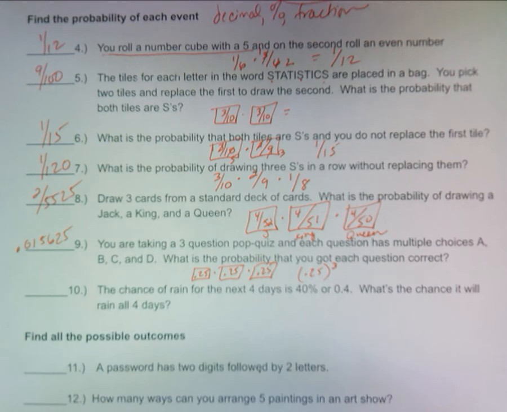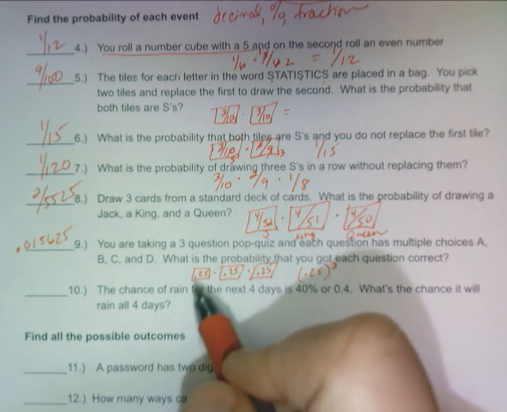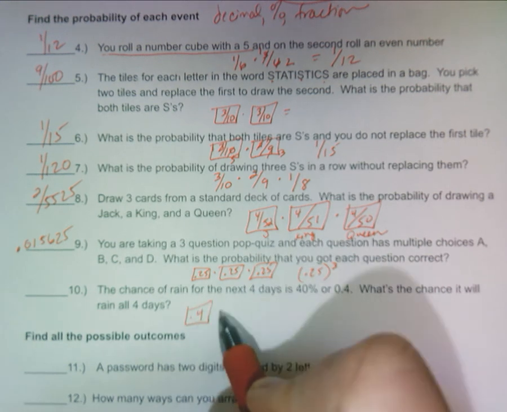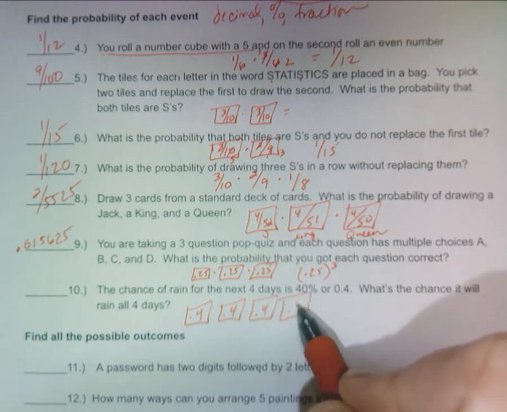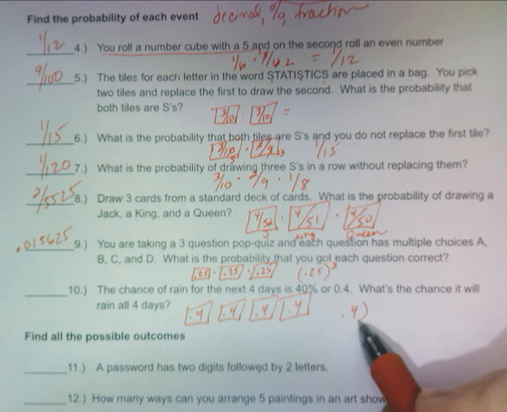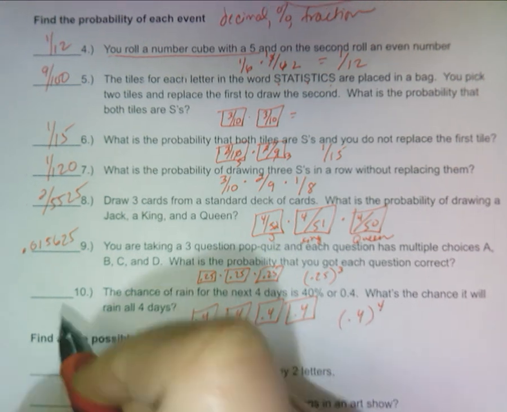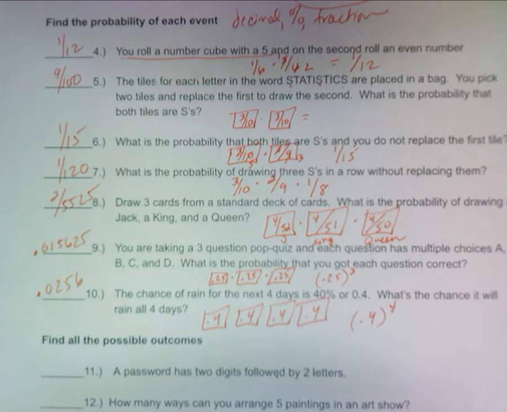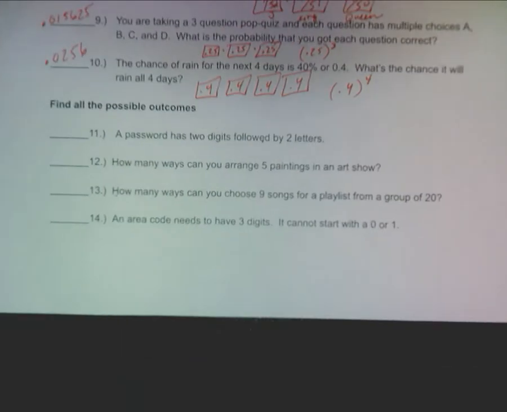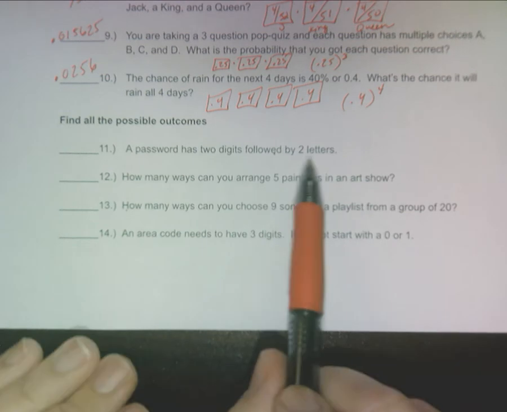Chance of rain for the next 4 days is 40% or 0.4. What's the chance it will rain all 4 days? So it's similar to this one above here. You have 0.4, 0.4, 0.4, 0.4, 4 days. So 0.4 to the fourth, which would be 0.0256.